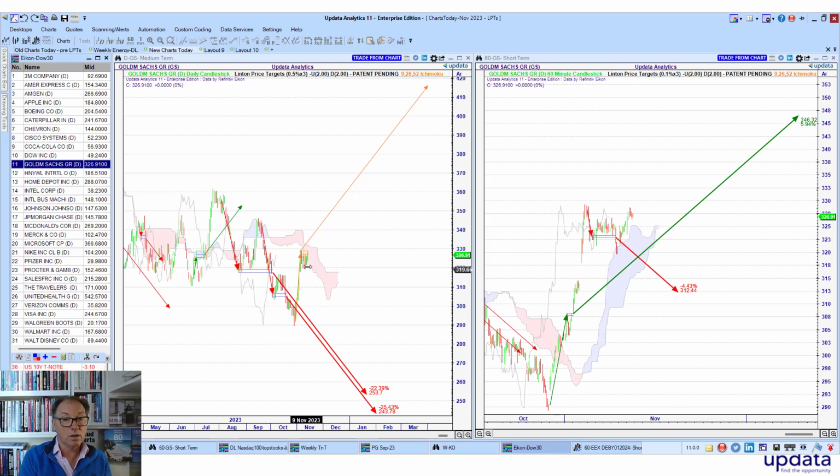This is Goldman Sachs. A little relief rally, a pullback. Are we going to activate that target? That's the big question. This upside target suggests we might. We've got a new downside target, but for the moment on Goldman Sachs, it's not looking great.